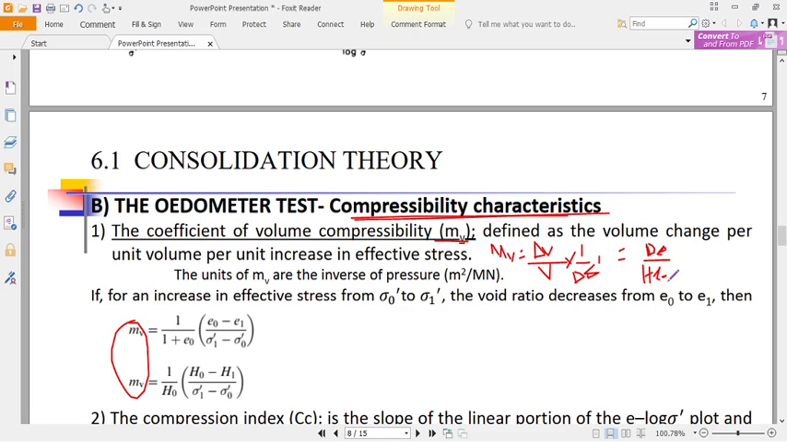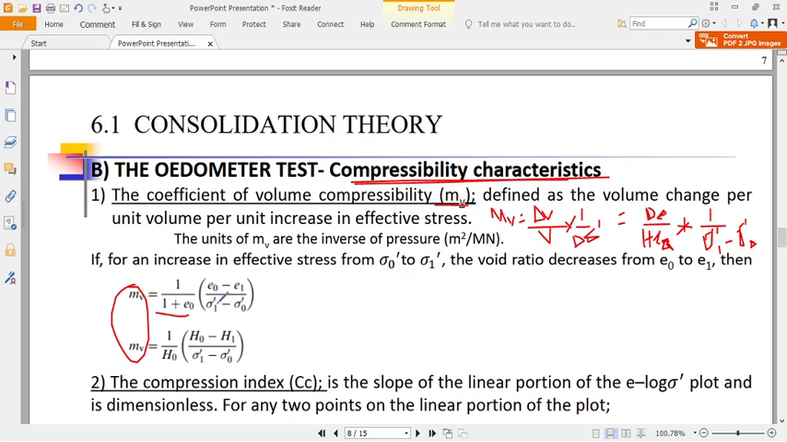Now for 1 over e, so 1 plus 1 over e is volume. Is that okay? This is change in volume. Change in volume says the same as e naught minus e1. We'll discuss this. e naught minus e1 will be change in volume. The change in volume, e naught minus e1, divided by the change in what? In stress.